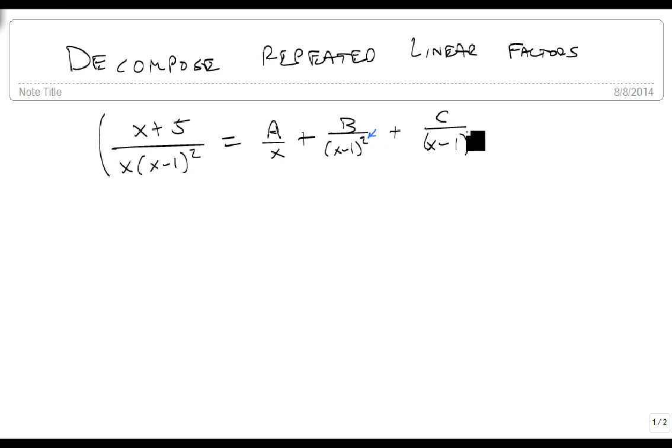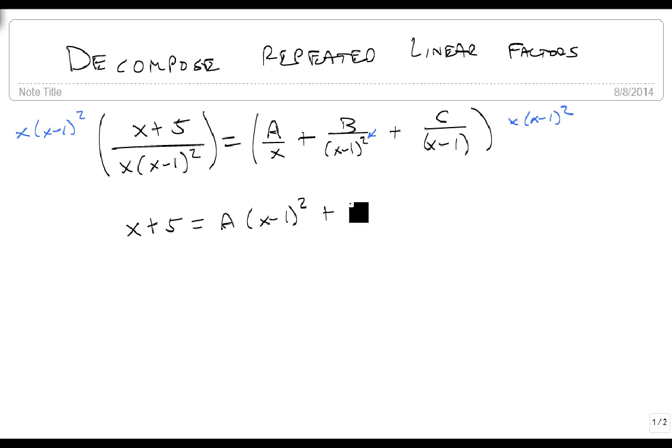And again, we're going to take this equation and multiply everything by x times x minus 1 squared, which is going to divide out and leave us with x plus 5 equals A times x minus 1 squared plus B times x plus C times x minus 1. And again, these should all be blue so that they stand out just a little bit better. These are the new pieces. This is what it's missing. So x minus 1 squared is x squared minus 2x plus 1. x times x minus 1 is easy, and this becomes x squared minus x.